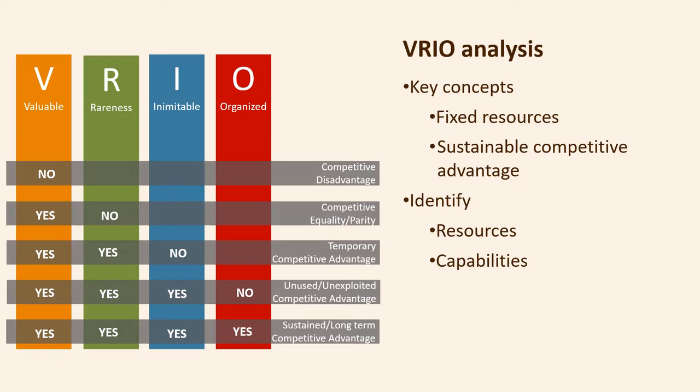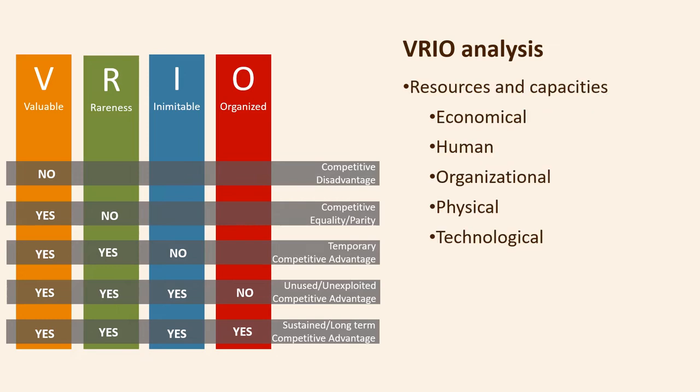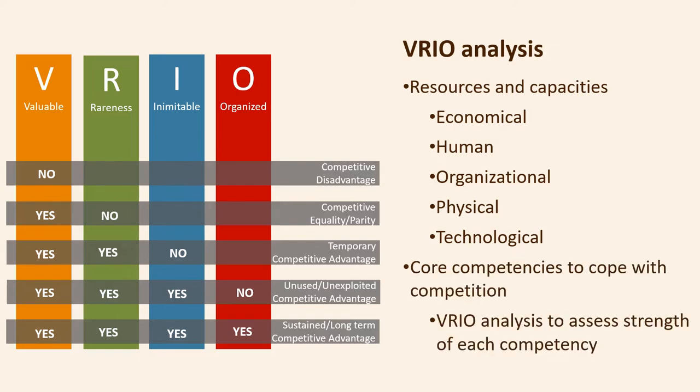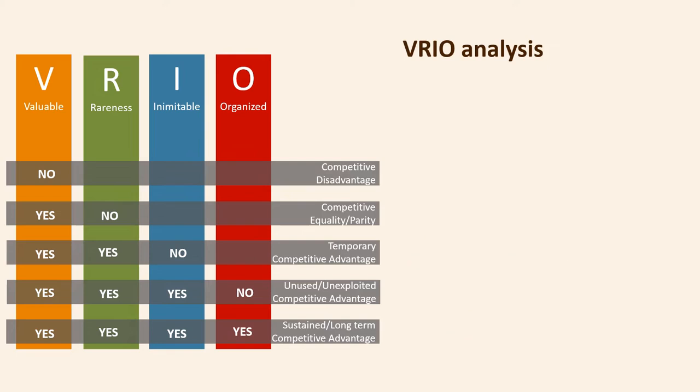As mentioned, the VRIO analysis is a strategy tool that helps organizations identify the resources and capabilities that give them a lasting competitive advantage. Resources and capabilities can be economic, human, organizational, physical, or technological. A company looks at its core competencies to see how strong they are to cope with the competition, and here they use the VRIO analysis to assess the strength of each competency. Let us review the construction of the model.